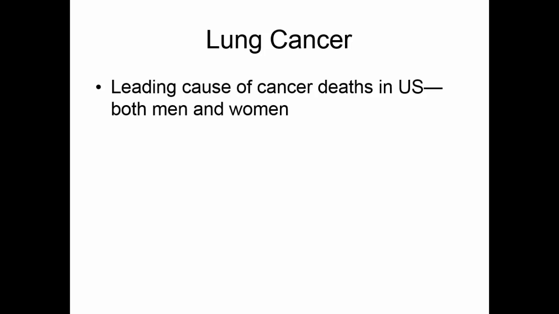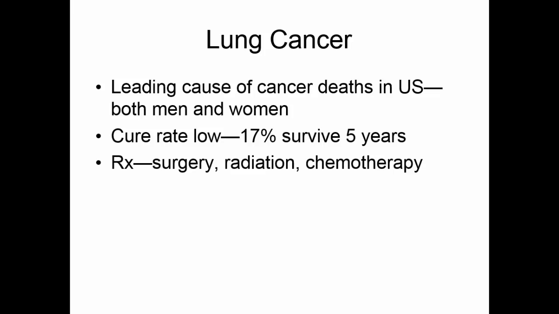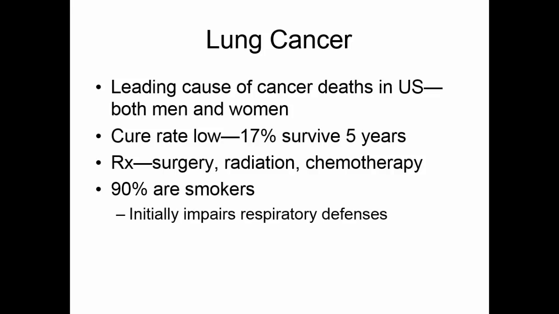Lung cancer is the leading cause of cancer deaths in the United States in both men and women. The cure rate is very low. Only about 17% survive 5 years after diagnosis. It's treated by surgery, radiation, and chemotherapy to try to remove the cancer cells. 90% of people who have lung cancer are smokers. You'll remember that smoking initially stops the cilia from moving and then burns them off. Carcinogens then will alter the cells.